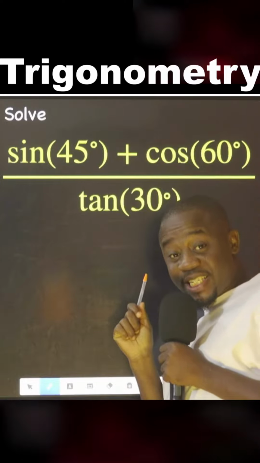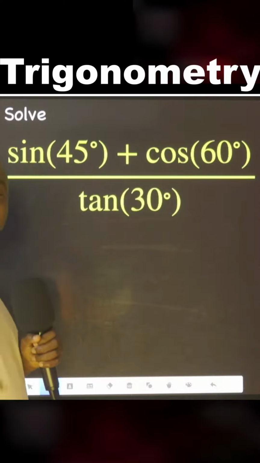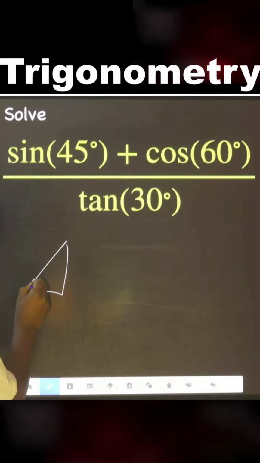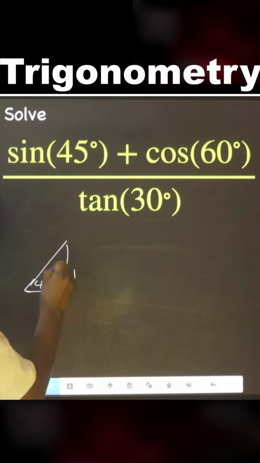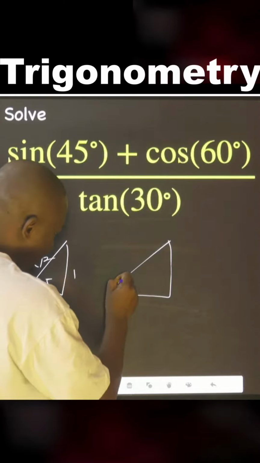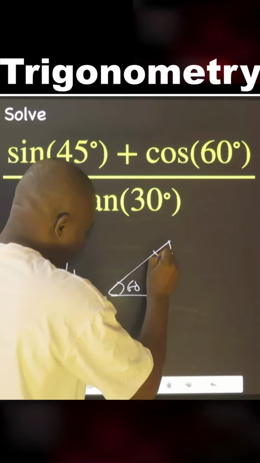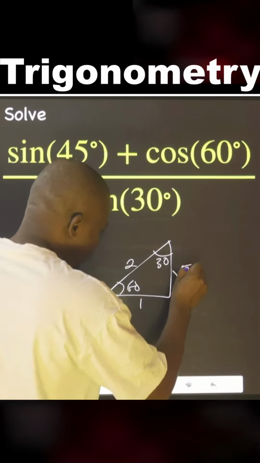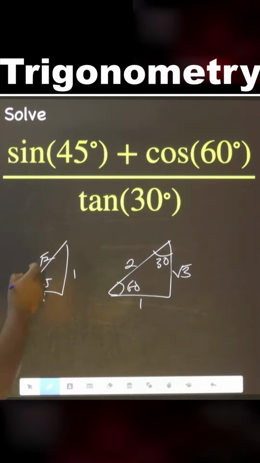Let's look at this. How do you solve this? Remember the diagrams. 45, 1, 1, square root of 2. 60, 30, 2, 1, square root of 3. Okay? So for this, it is opposite over hypotenuse.